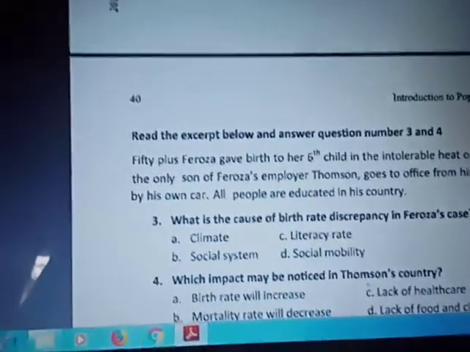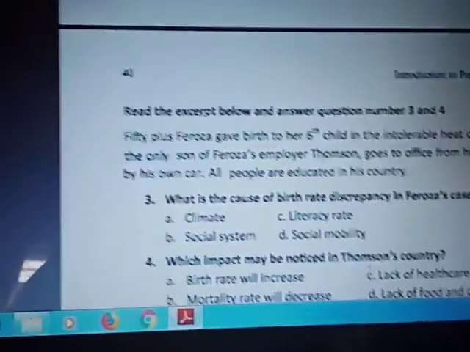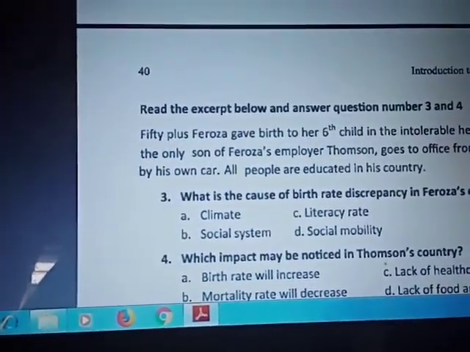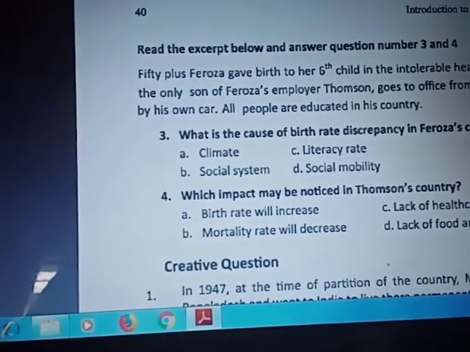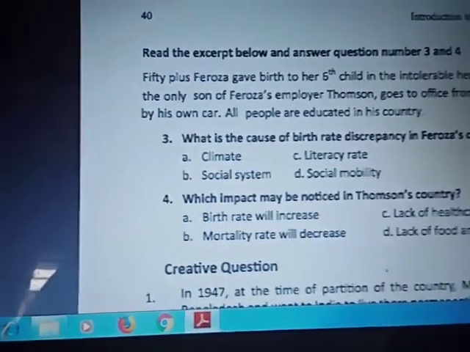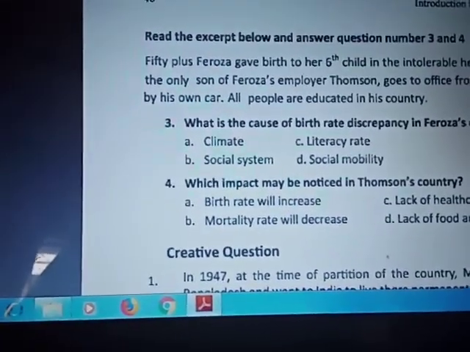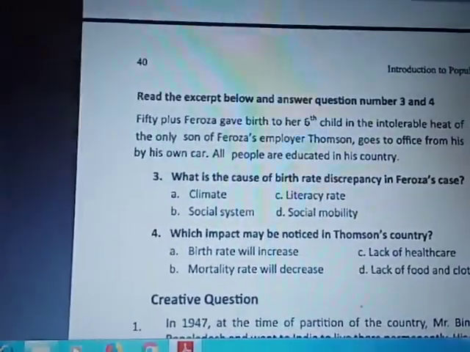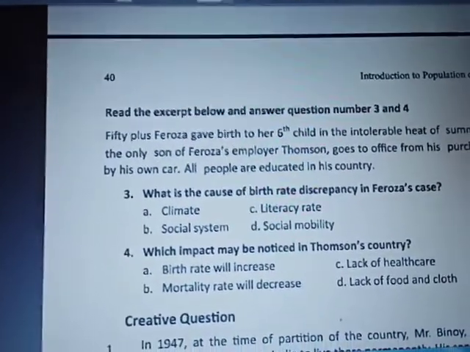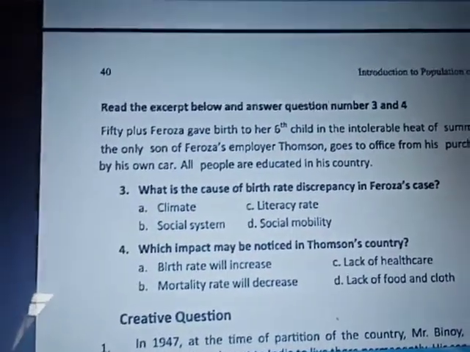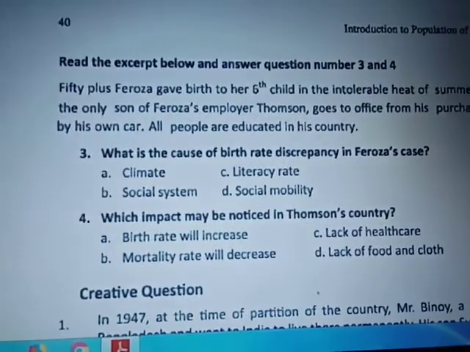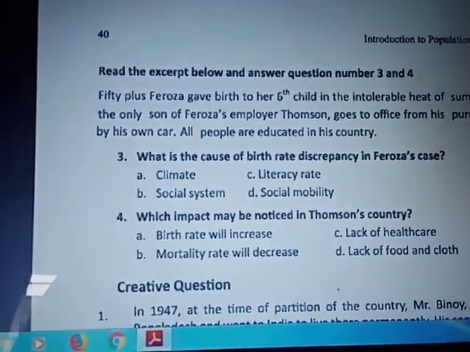Number 4. Which impact may be noticed in Thompson's country? Number A, birth rate will increase. Number B, mortality rate will decrease. Number C, lack of healthcare, and number D, lack of food and cloth. It will be number B, mortality rate will decrease.